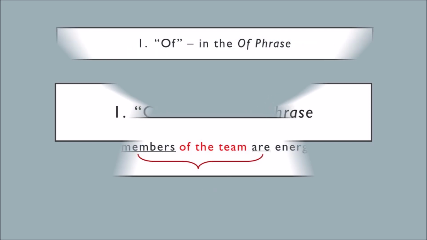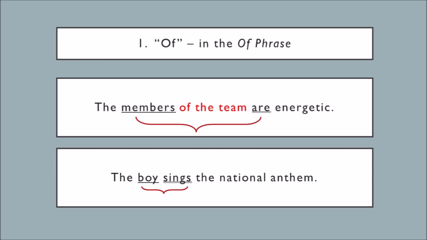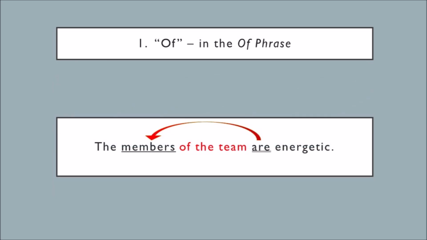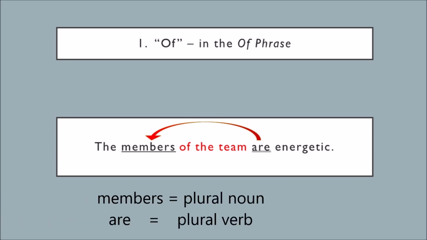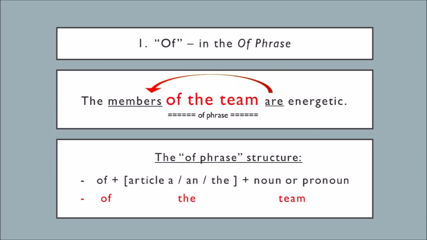Looking at the sentence, you will see that the verb is separated from the subject, unlike in the first example, "The boy sings the national anthem," where the subject and the verb are written side by side. Here, the verb are, which is a linking verb, is assigned to the subject members, so that both subject and verb are in plural form. Members are. In this sentence, notice that there is an of phrase separating the subject and verb.